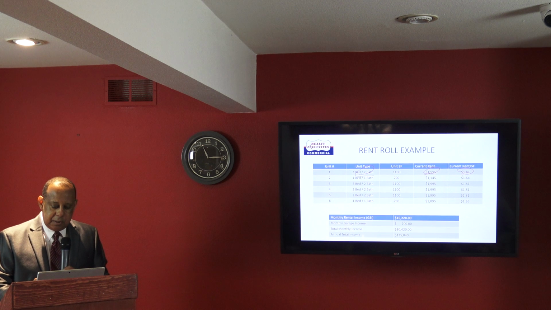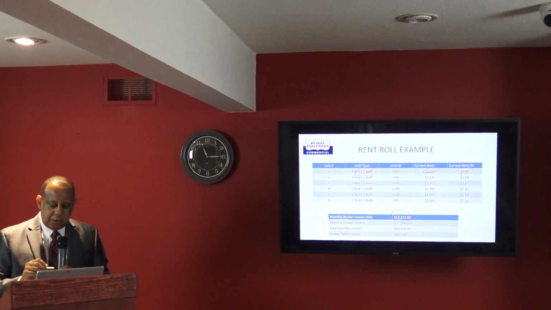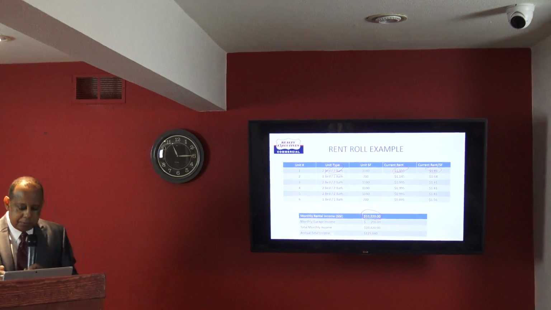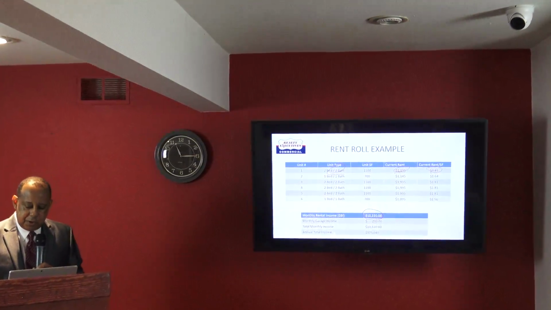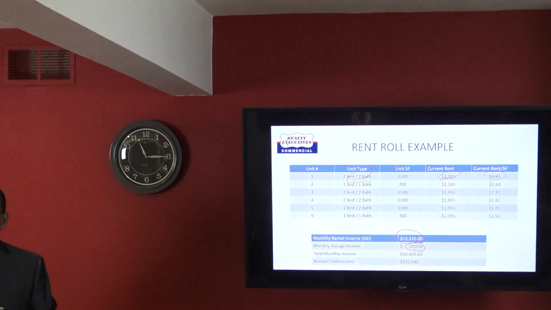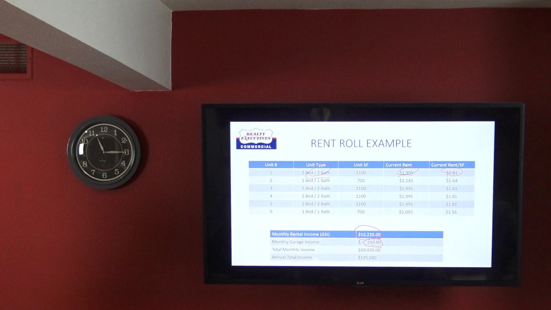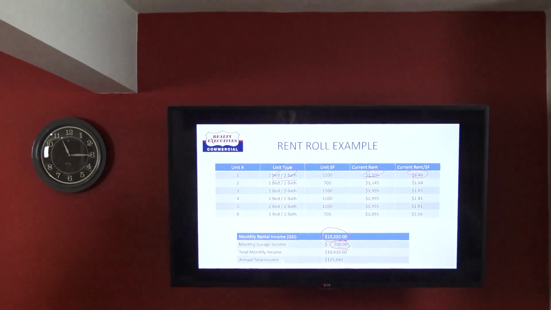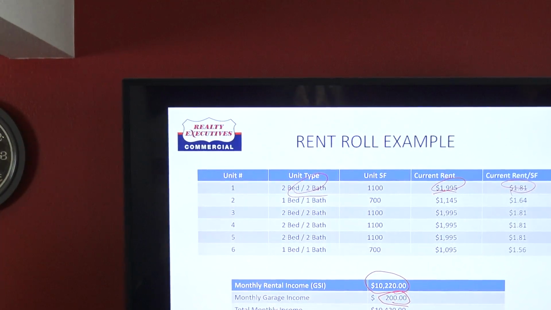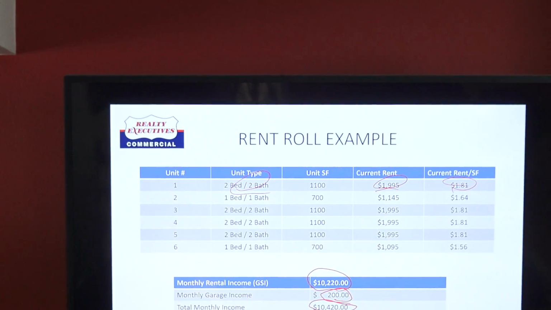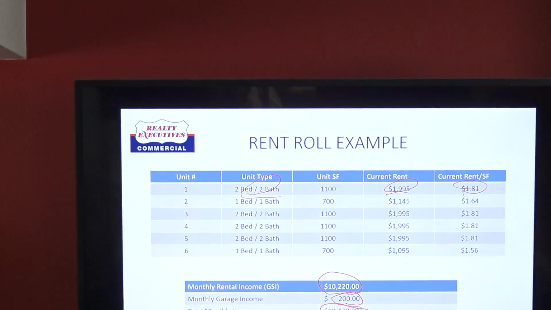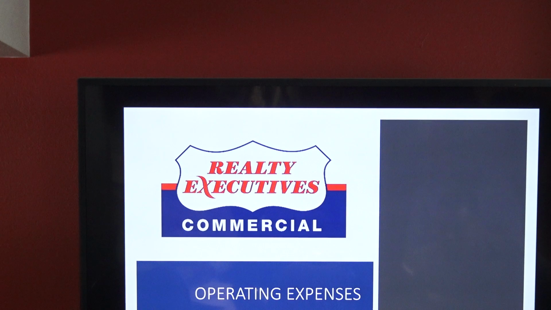So down at the bottom, you see you have a gross monthly income of $10,000 to $20,000, that's our example. And then we have extra income. Now, extra income or other income could be garage, storage, laundry, vending machines, it could be a number of things. So you want to make sure that you include that. Then when you have your total monthly income here, you multiply it by 12, and that gives you your annual income, okay?